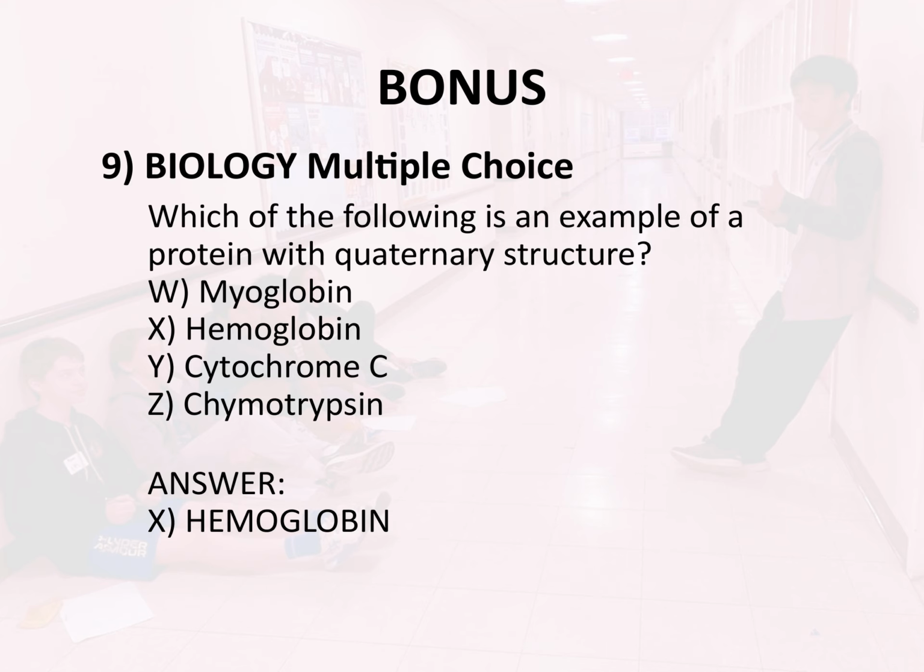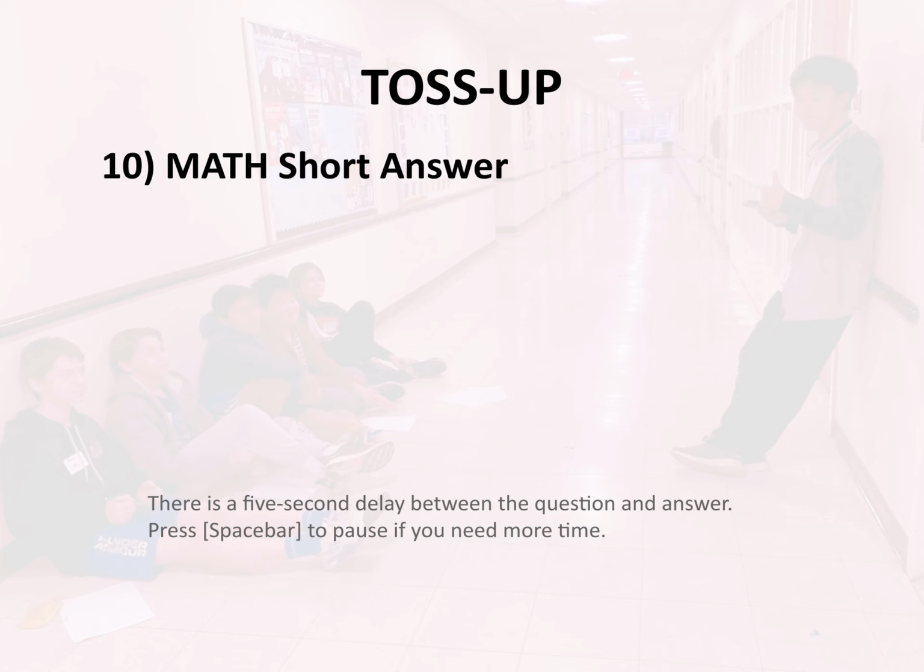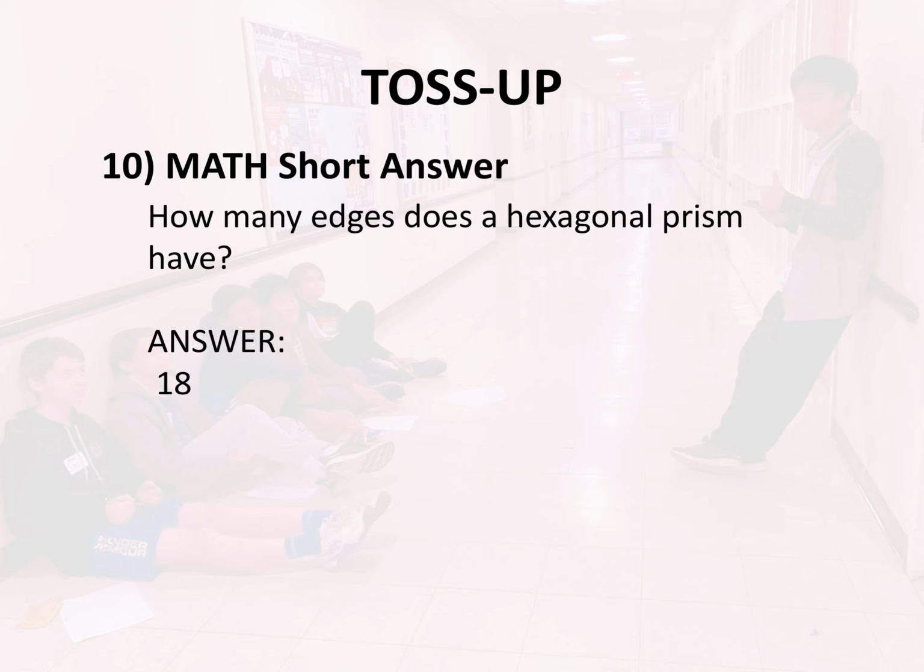Toss-up 10. Math. Short answer. How many edges does a hexagonal prism have? Answer, 18.